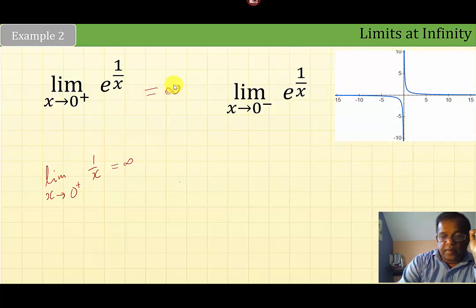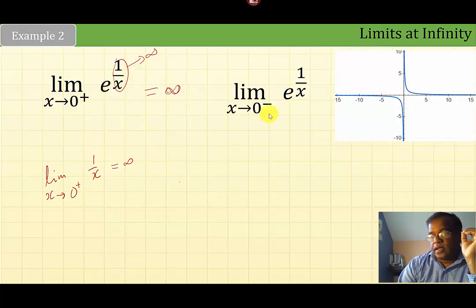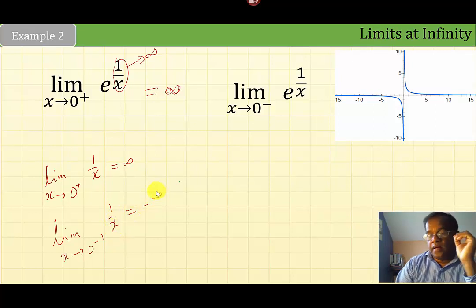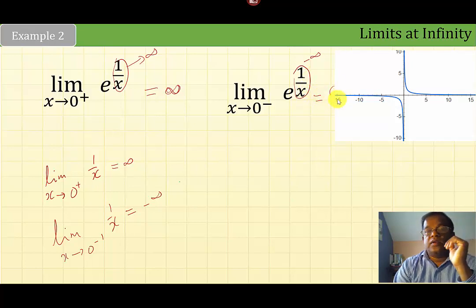Because 1 over x approaches infinity when x approaches 0 plus, e to the infinity is infinity. Now what about as x goes to 0 from the negative side? 1 over x approaches negative infinity. So as x approaches 0 negative, the exponent goes to negative infinity. So that means e to the negative infinity, so e to the 1 over x approaches 0.